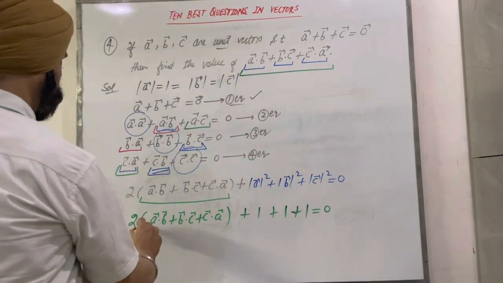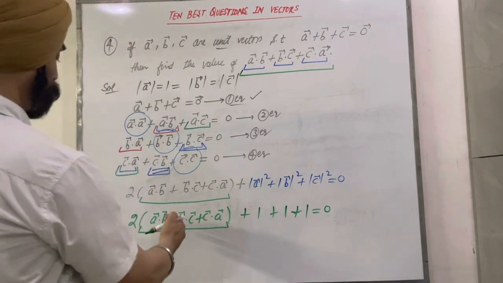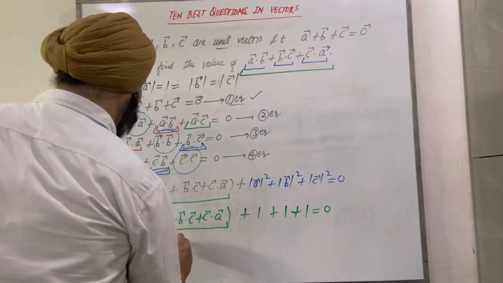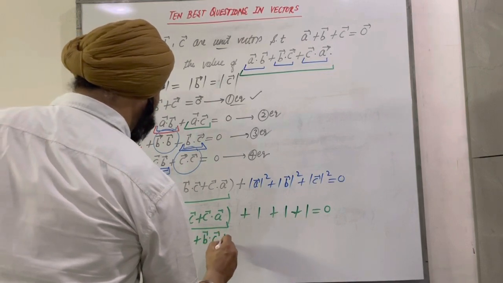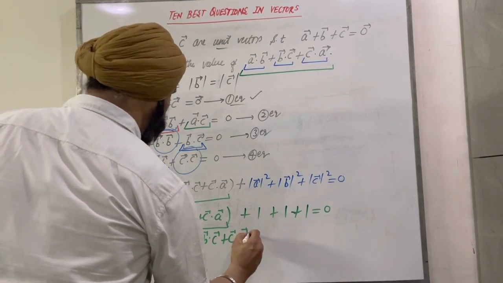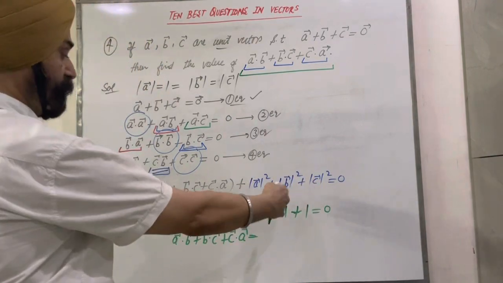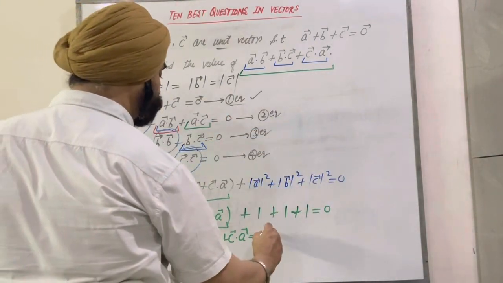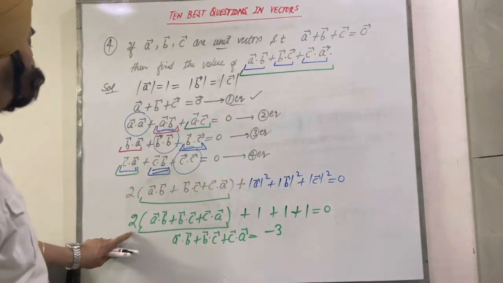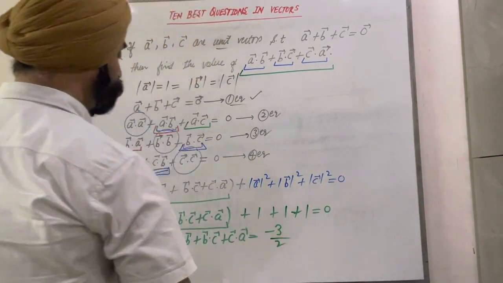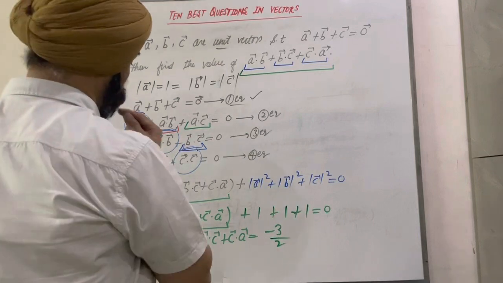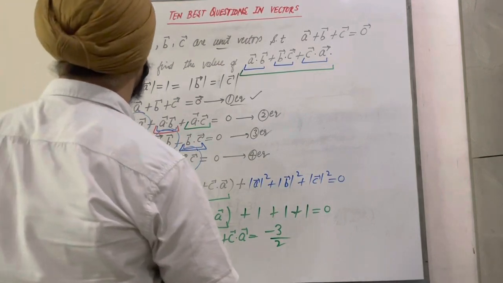We are looking for this bracket only. So when I solve it, what I get is vector A dot vector B plus vector B dot vector C plus vector C dot vector A is equal to 1 plus 1 plus 1, which makes it 3. Shifting it to the other side makes it minus 3, and this 2 will be taken to the denominator of the right hand side, giving us the final answer as minus 3 by 2.